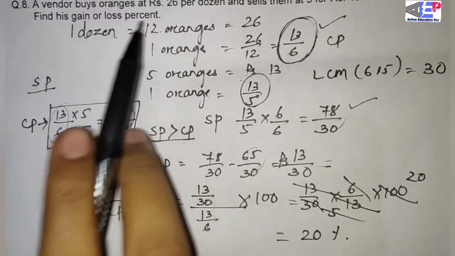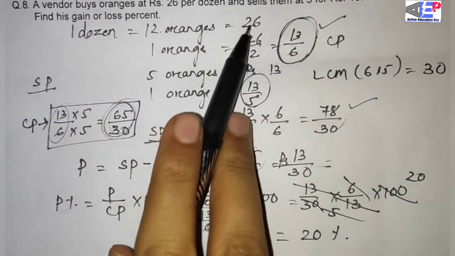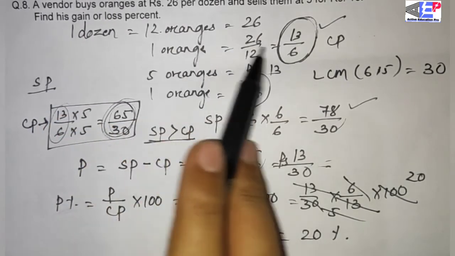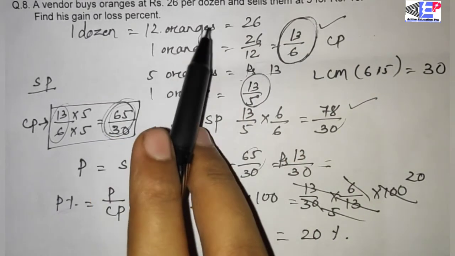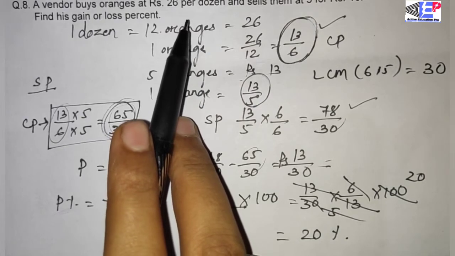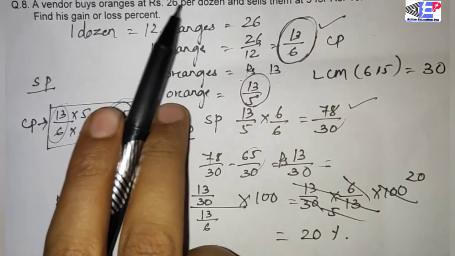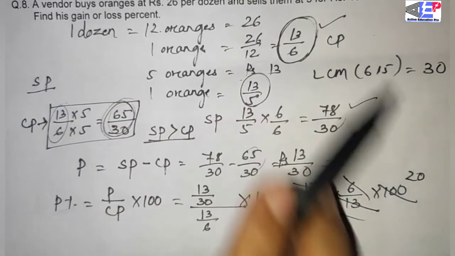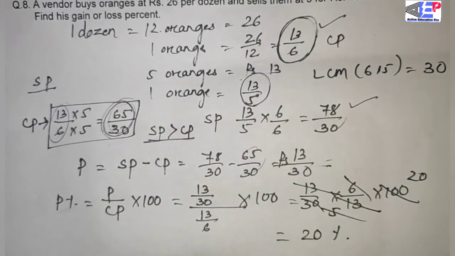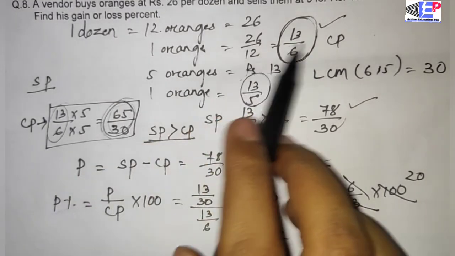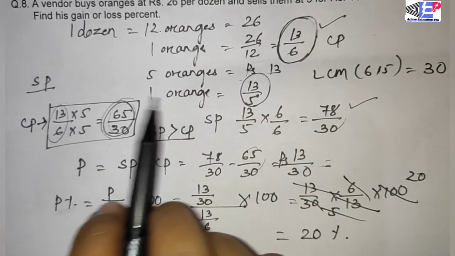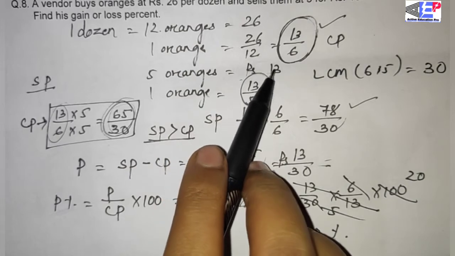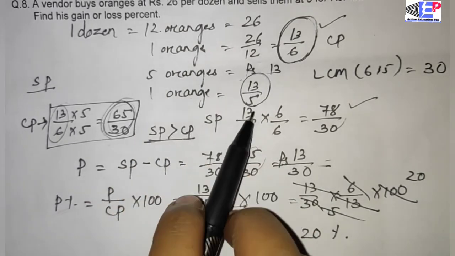Look here, 1 dozen oranges cost him 26 rupees, and for 1 orange it will be 13 by 6 rupees. This is the cost price of 1 orange. And another tricky, important matter of this question: the cost price is calculated on 12 oranges and the selling price is calculated on 5 oranges. So first we have to take it in unitary method. So for unitary method, calculate CP for 1 orange and similarly calculate the SP for 1 orange. Here SP of 5 oranges is 13 rupees and for 1 orange it is 13 by 5 rupees.